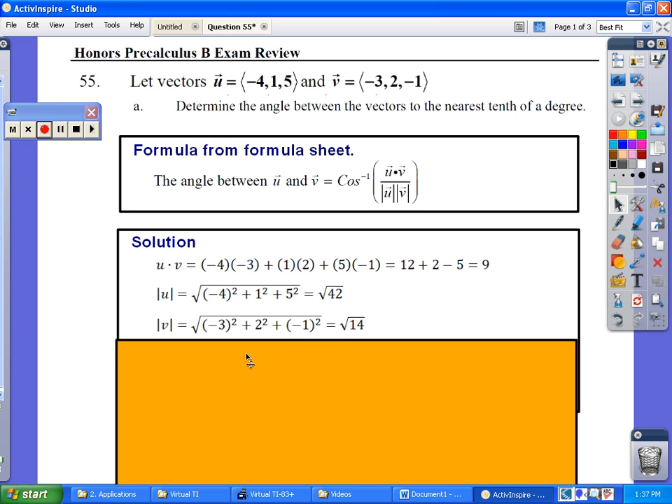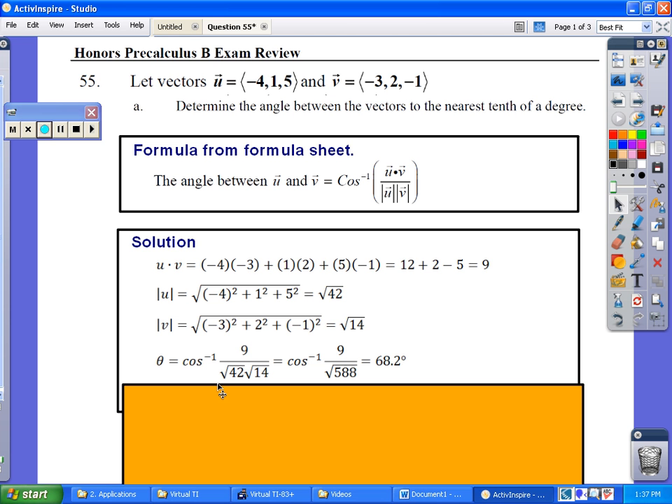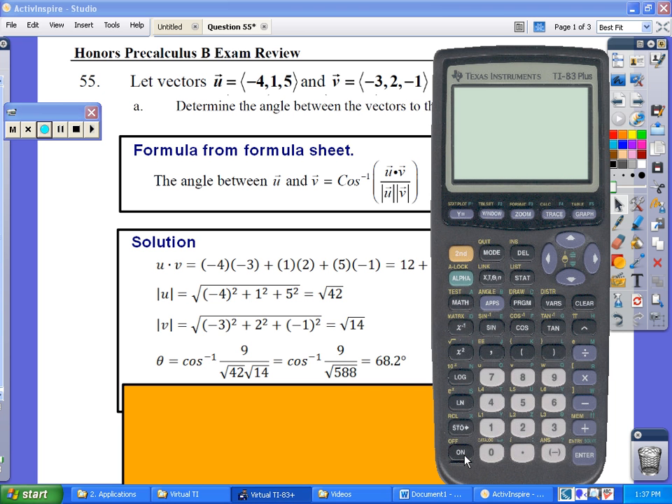So now we're ready to plug these values into our formula. So theta equals the cosine inverse of 9 divided by the square root of 42 times the square root of 14. It makes it easier if you multiply out the denominator. So you get cosine inverse of 9 divided by square root of 588. If you plug this into your calculator, you'll see that you get the answer of 68.2 degrees.